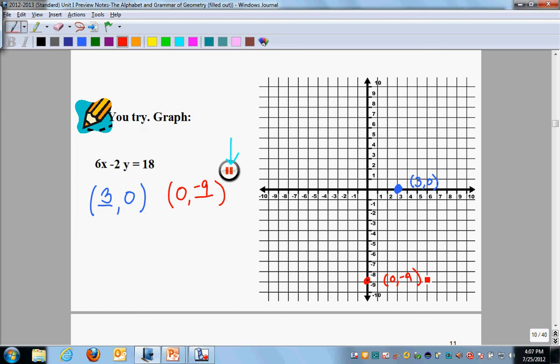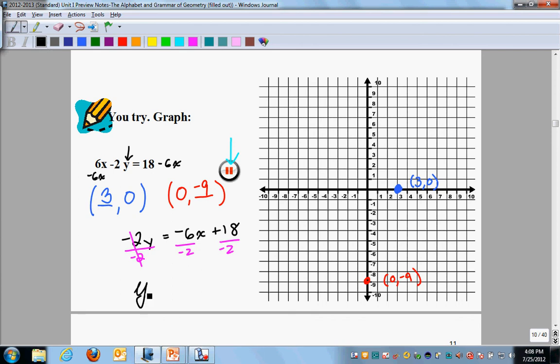And those are my two intercepts. Or I could have done this. I want to get y all by itself, so I subtract 6x from both sides. I end up with negative 2y equals negative 6x plus 18. Divide each side by negative 2.